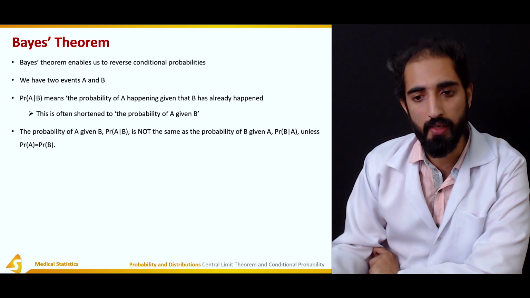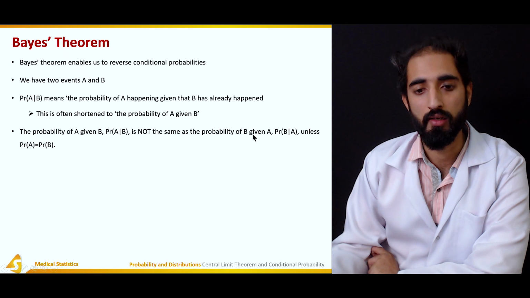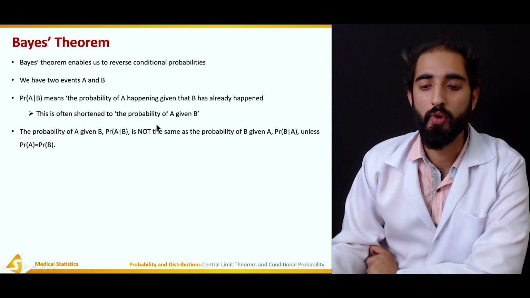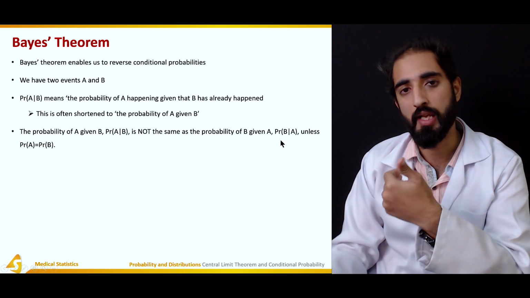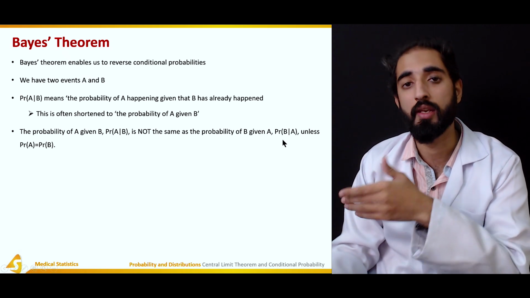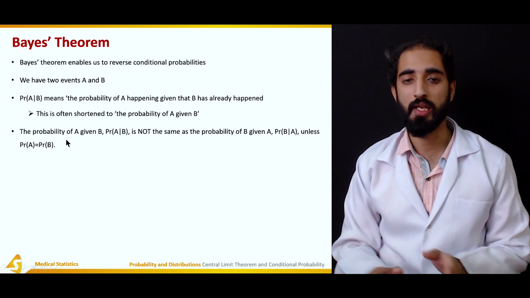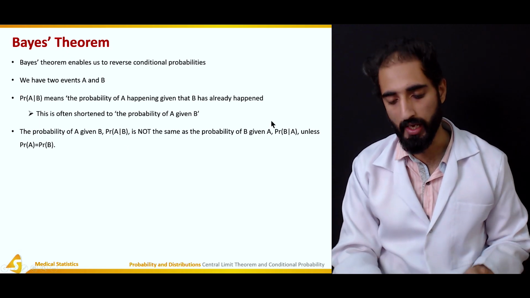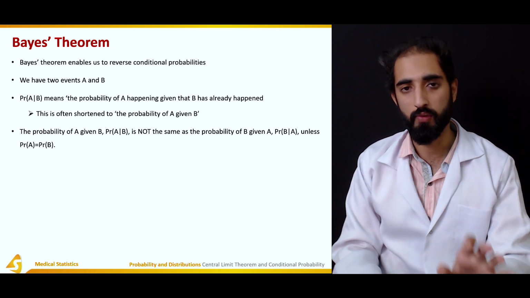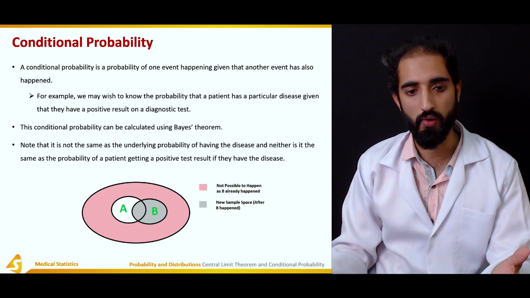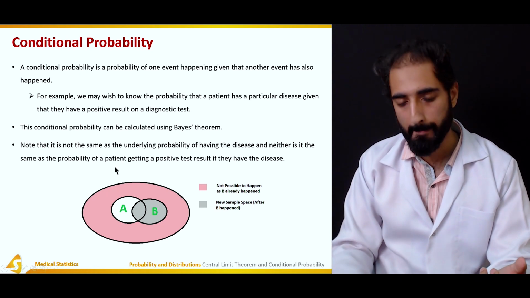The probability of B given A means the probability of the person having a positive test when there is a disease. So these two are not the same thing. These are entirely different things. That is very important when we are talking about Bayes' theorem and conditional probability, as I already mentioned here.